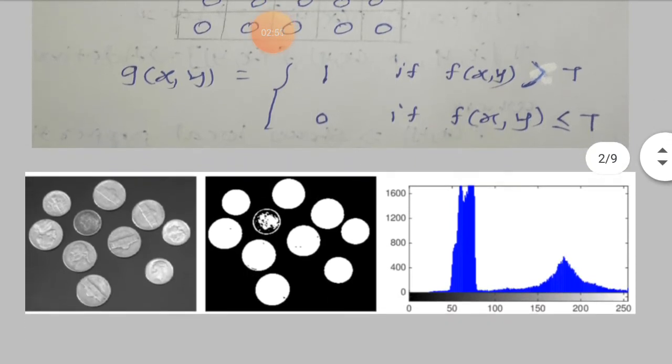Here another example is given. For the input image of coins, if we draw the histogram, we get this kind of histogram. Again, two modes are present. The lower one represents the background and the upper one represents the object. If we set a T in between these two modes, then we get a binary image, which is represented in the middle. So the coins are now converted to white color and the background is converted to black color.